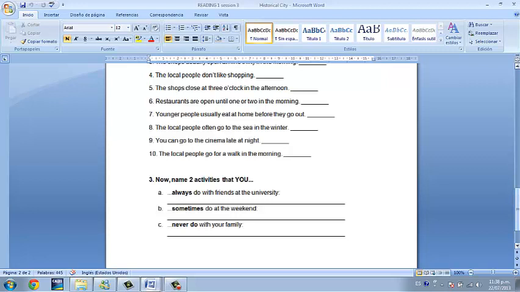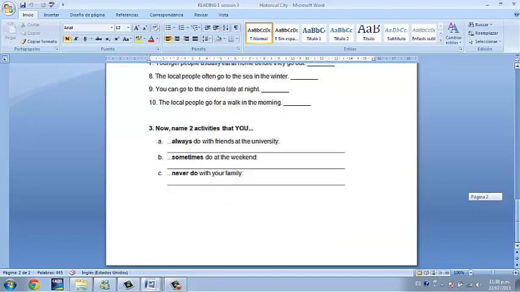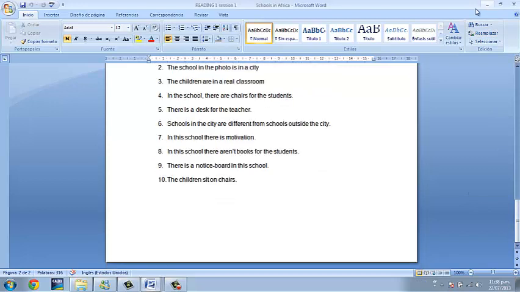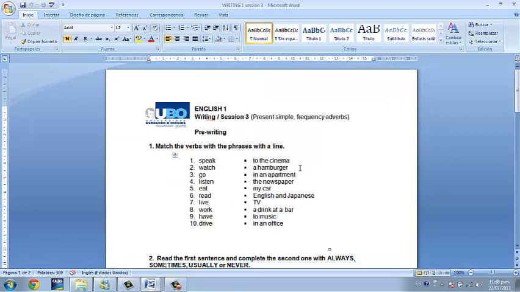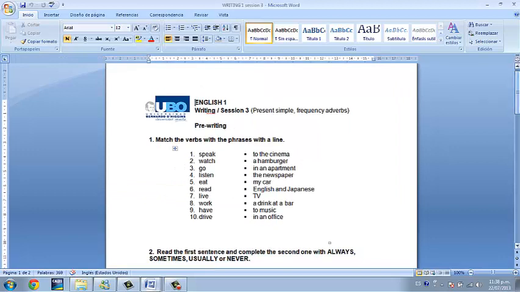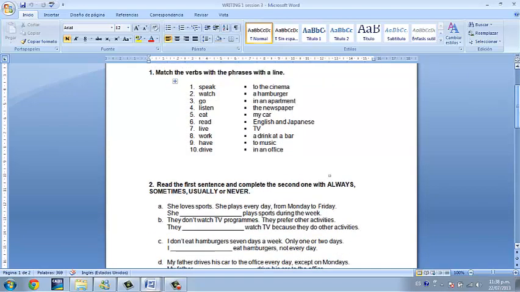Then number 3, they need to name 2 activities that they always do, they sometimes do, they never do, and that would be the 4th class. Then we are going to the writing session 3. They need to match the verbs with the phrases with a line. Then number 2, read the first sentence and complete the second one with always, sometimes, usually, and never. So as you see, they are interconnected, the reading part with the writing part.